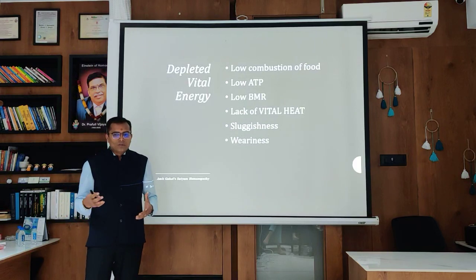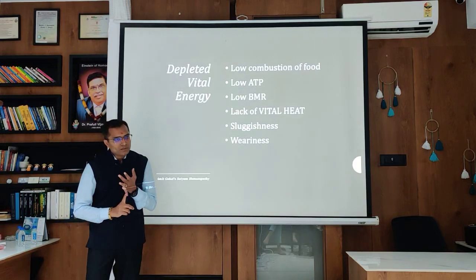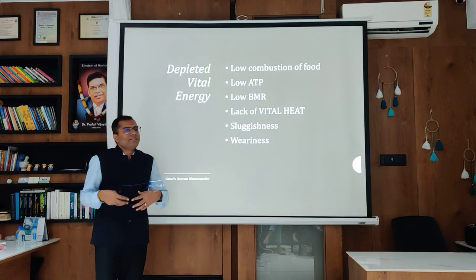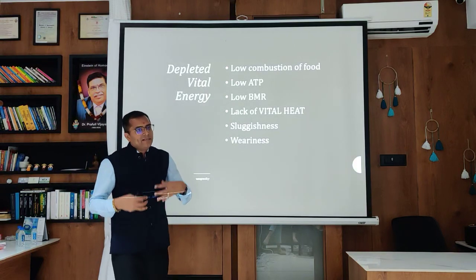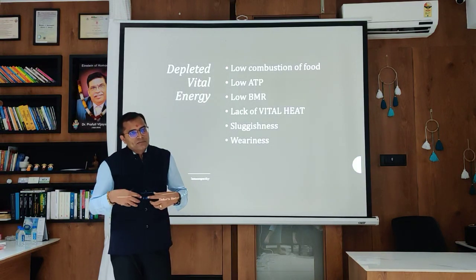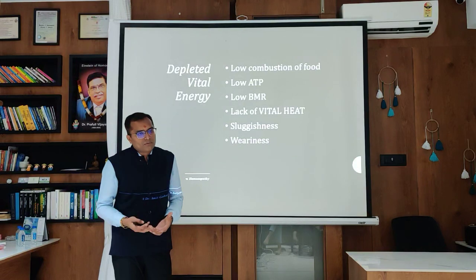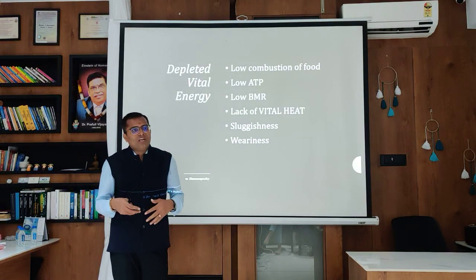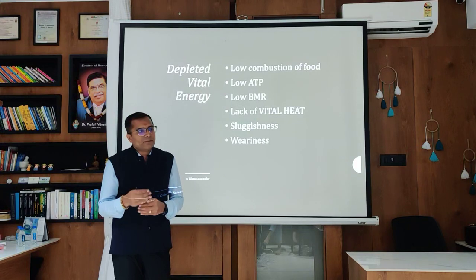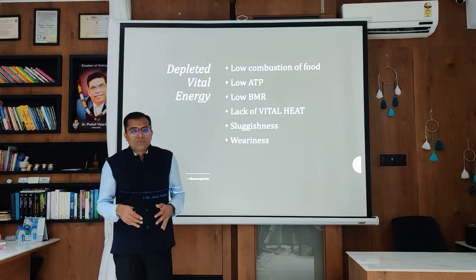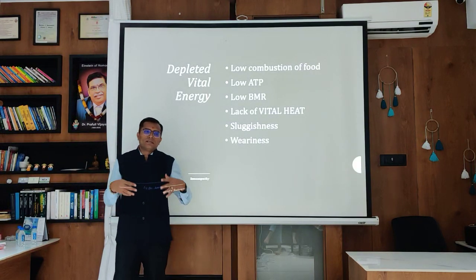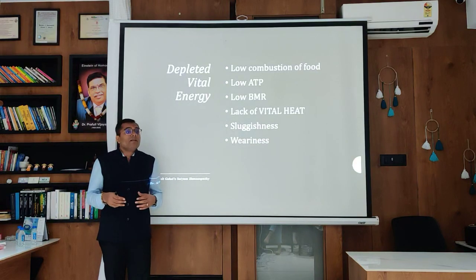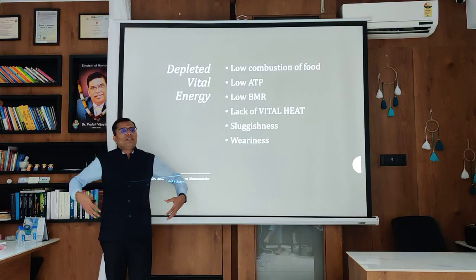So there is a low combustion of the food. Low combustion of the food means the food that got inside is digested slowly. Slow digestion leads to slow conversion of ATP. So there is a low ATP, and low ATP leads to the basal metabolic rate going down. So when the basal metabolic rate is going down, what happens? The body starts accumulating fat.